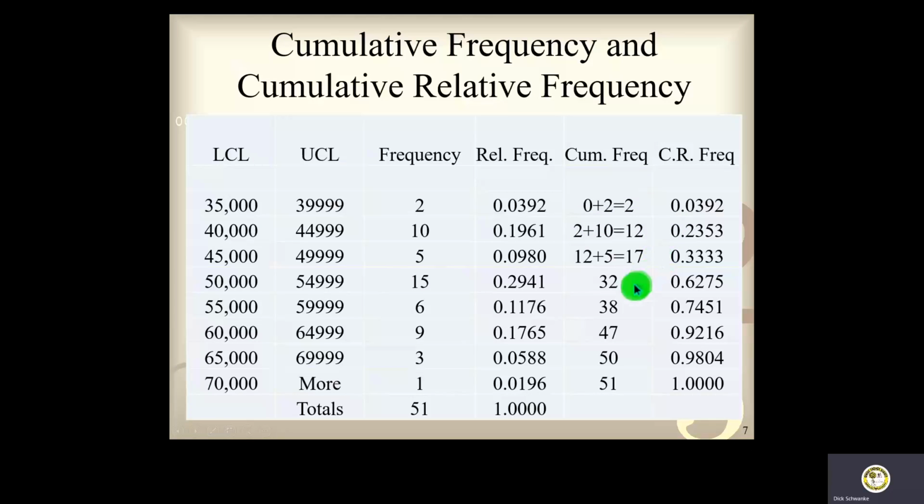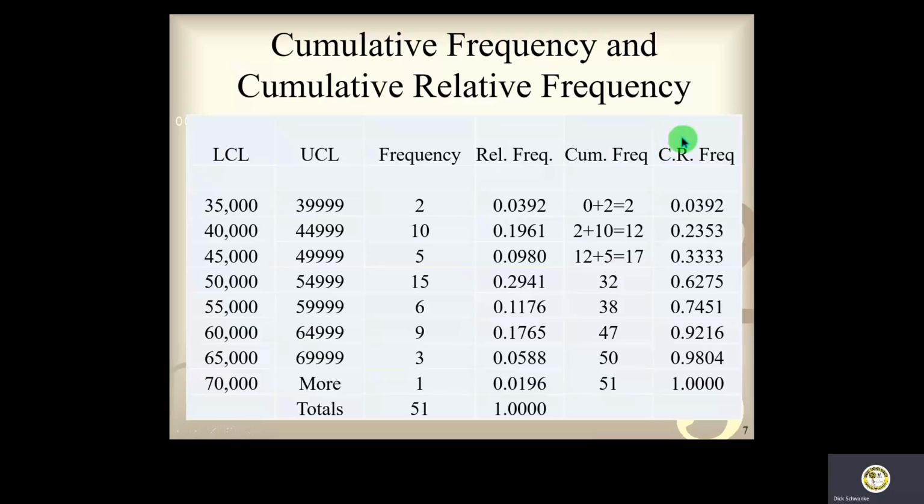And we just keep on doing that. Add 15 to get 32, add 6 to get 38, add 9 to get 47, add 3 to get 50, and add 1 more to get 51. And this 51 right there should be the same number as this right here. And you can see those two are. And that's cumulative frequency. The last part of the table we want to do is cumulative relative frequency.